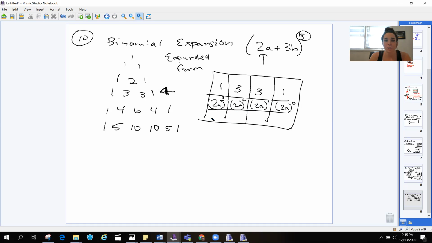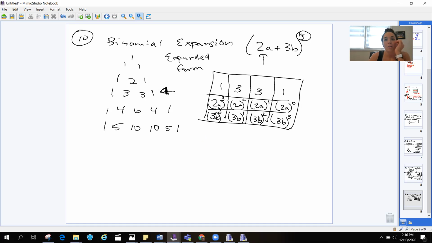Then you're going to do 3b to the 0 power, 3b to the first, second, third. 3, 2, 1, blast off, all the way up. And then you're going to multiply all the way down.